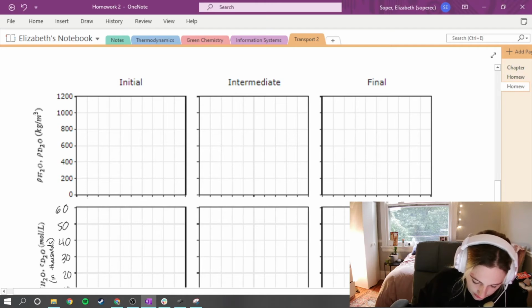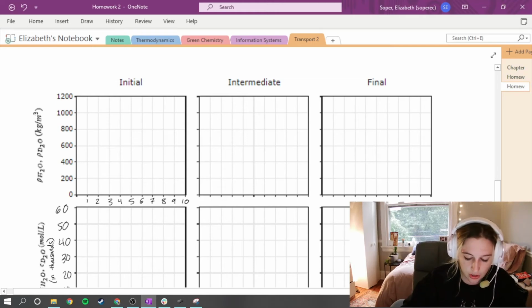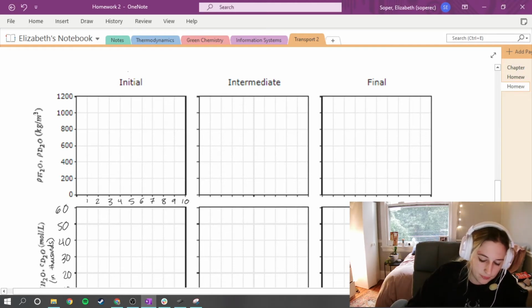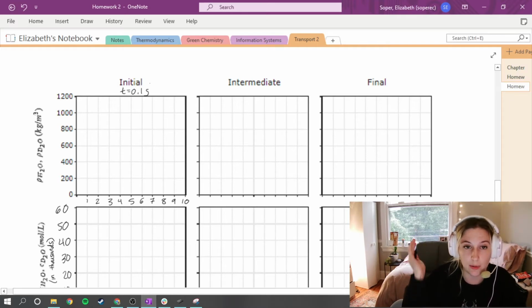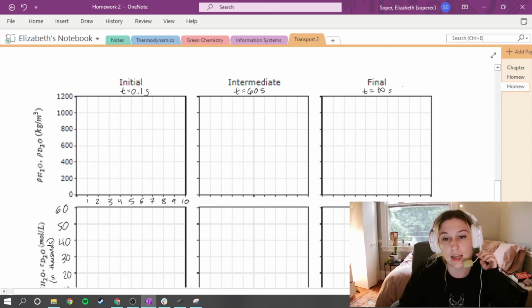And this is the positions. For all of the grids, this is going to be the x-axis. The capillary is 10 centimeters long, so 5 centimeters is where the divider is initially, and since the initial is t equals 0.1 seconds, that's right when the divider is removed. I'll go ahead and write in the other ones. Intermediate is at 60 seconds, and final is infinity seconds.